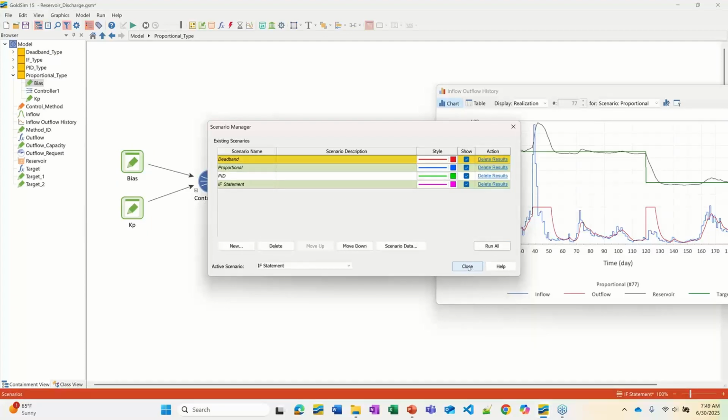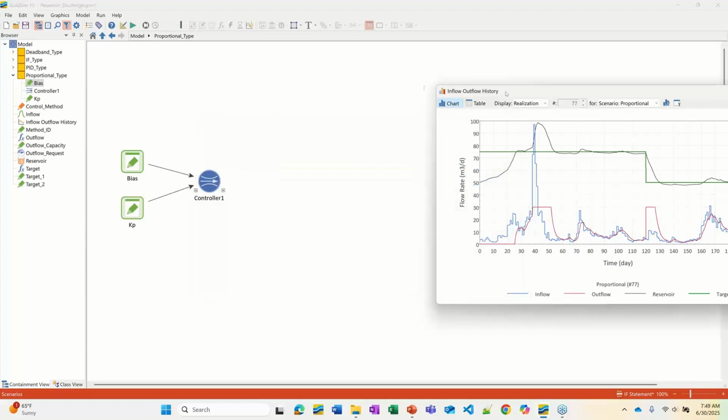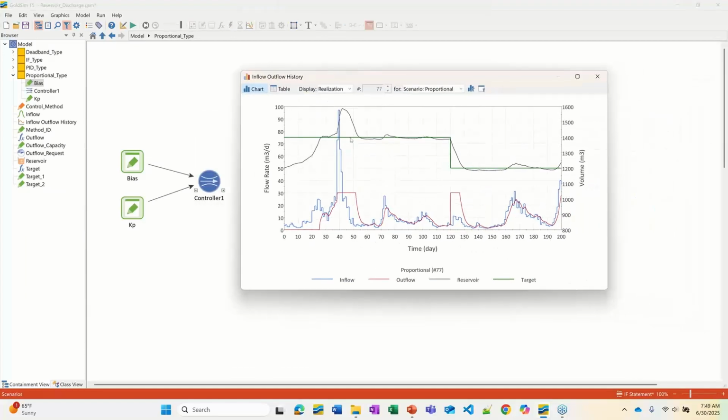I didn't have to do it this way. I could have just rerun only this one. But okay, so now you see that it's following pretty closely up and down and around. I mean, it's still fluctuating in a similar way. It's just not hovering above. It's centered more on the target, which is what we were looking for.